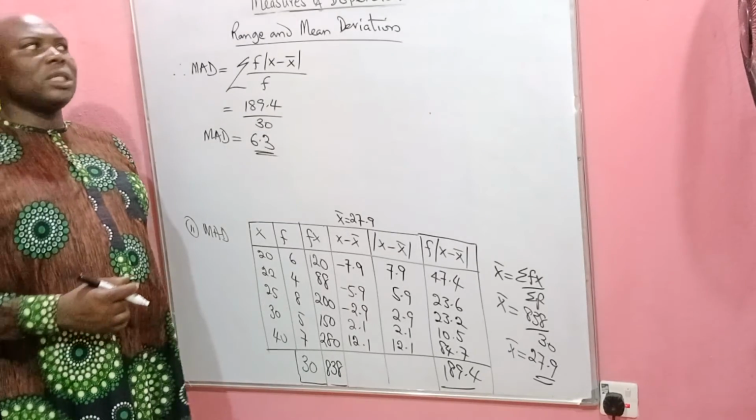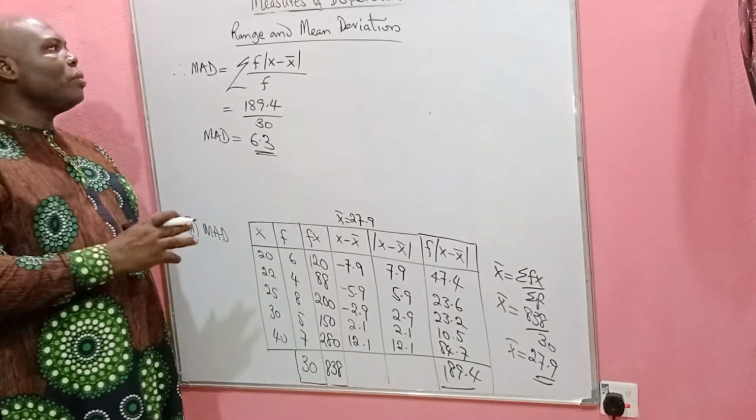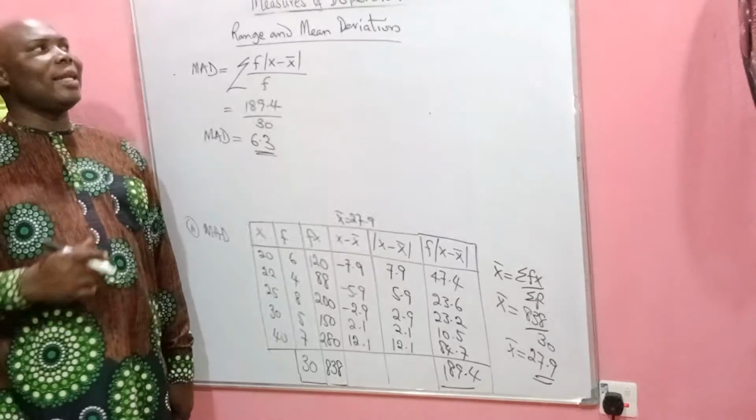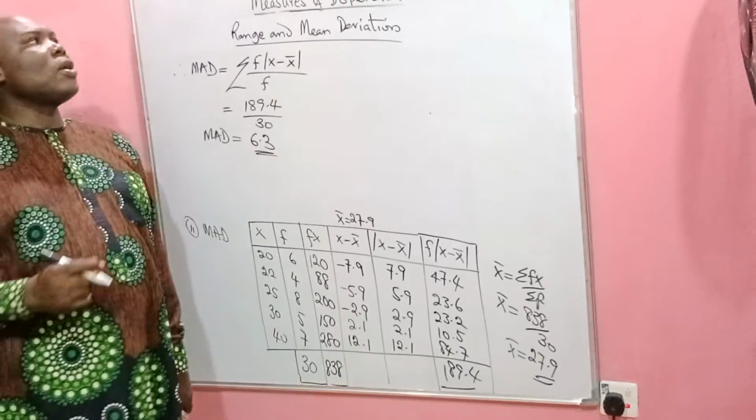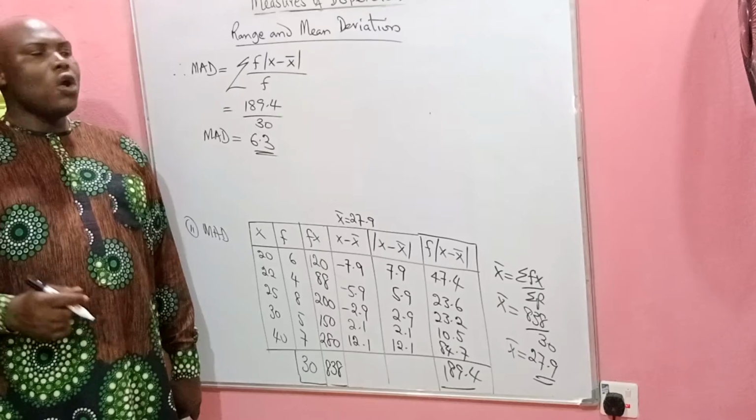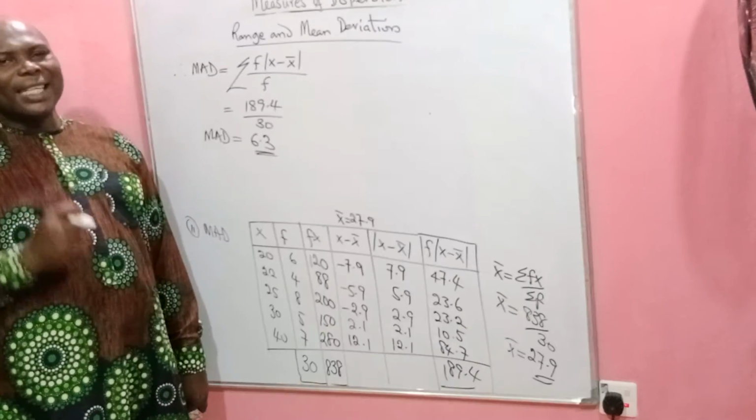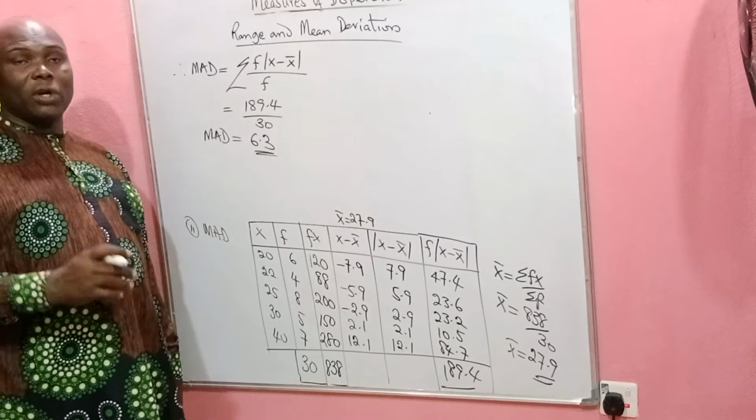Thank you very much for watching our videos today. We have just completed range and the mean deviation. In our next slide, statistics 4, which is the second aspect of measures of dispersion, we will be taking the standard deviation and the variance for a distribution.